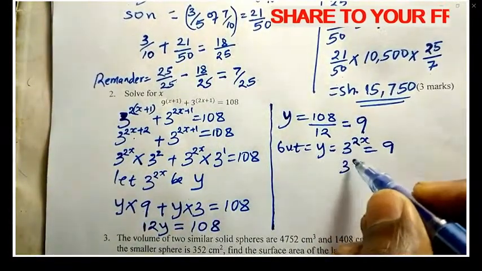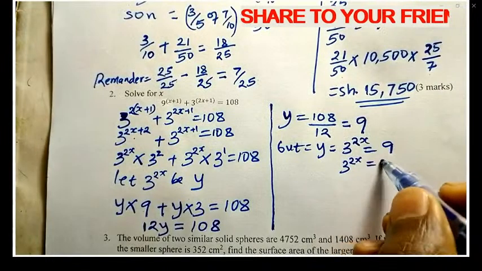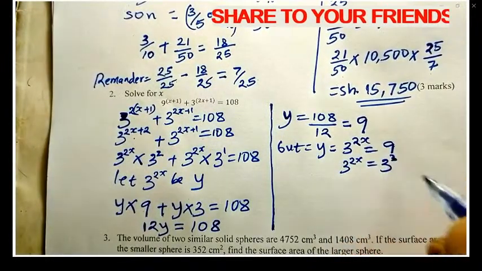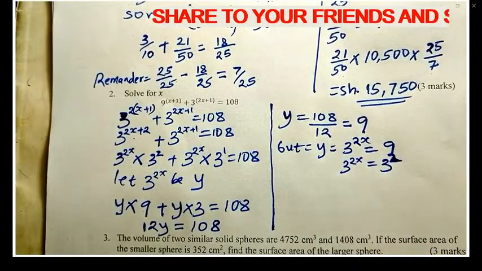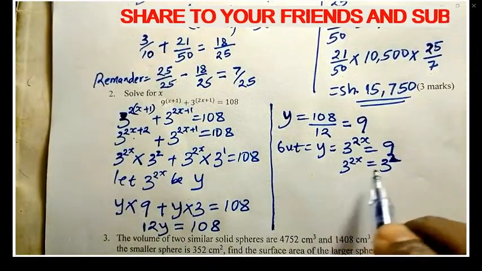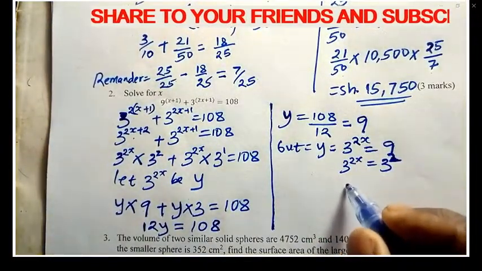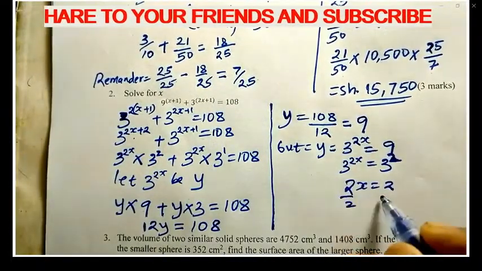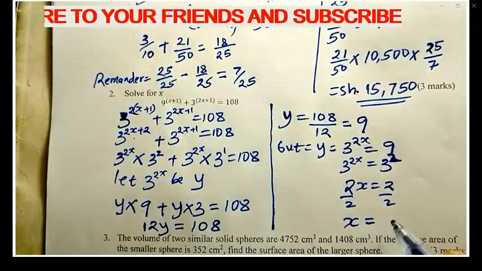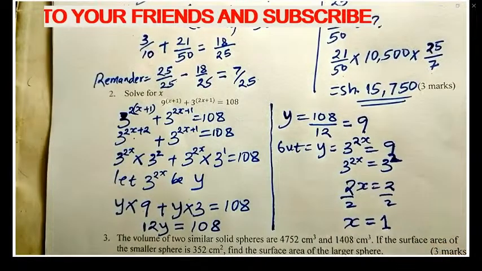So 3 raised to power 2x will be equal to 3 raised to power 2. 9 is equal to 3 raised to power 2. Now the bases are the same. You ignore the bases. We will have 2x is equal to 2. You divide by 2, divide by 2. So the value of x equal to 1.